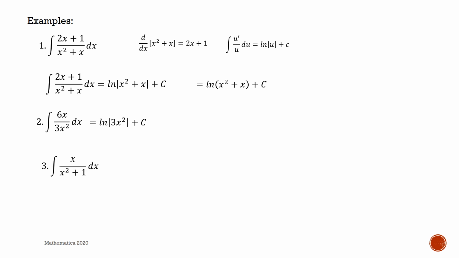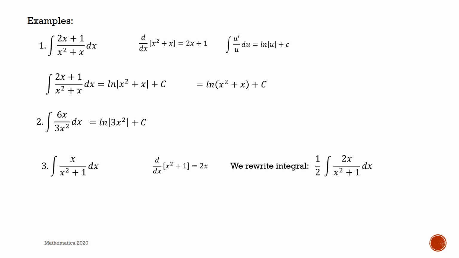For the third example, a little bit different. It's a quotient again, and if I were to take the derivative of x squared plus 1, I end up with 2x. But my numerator is simply x, so we have something missing. We need to modify. Since the derivative of x squared plus 1 is 2x, I know that I have to rewrite the integral. So I modify the look of it.